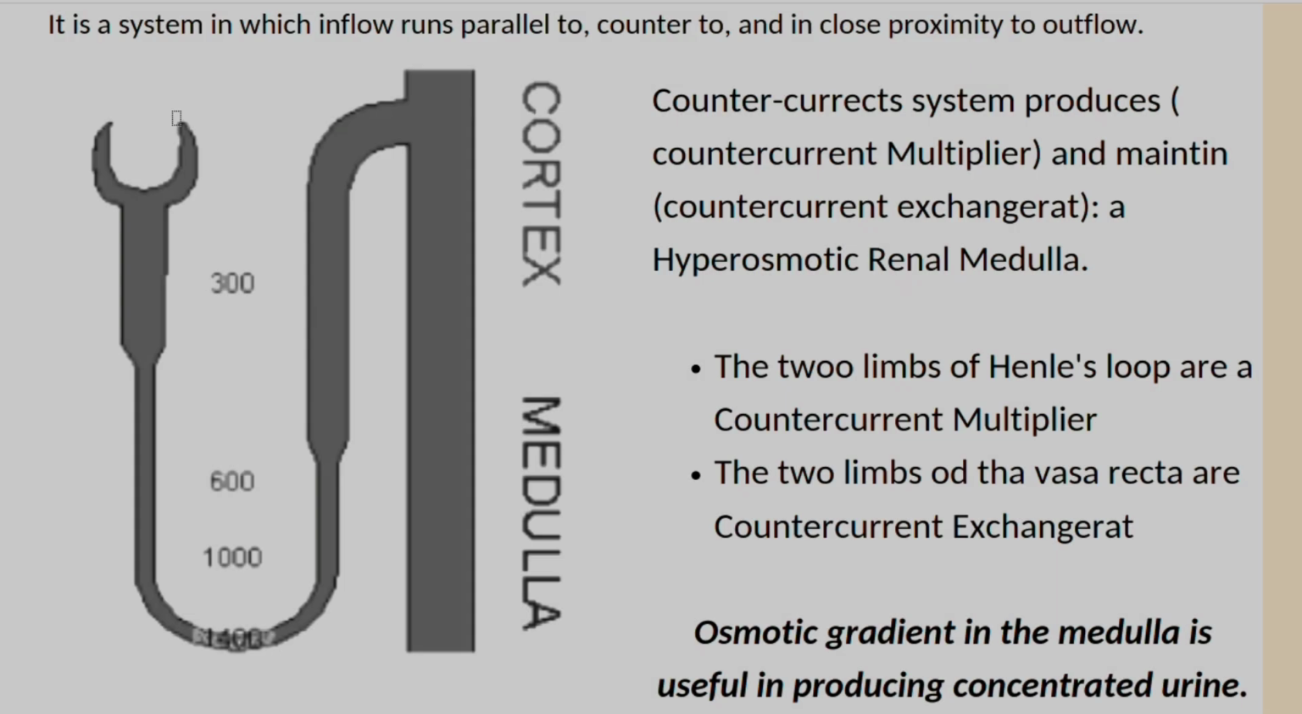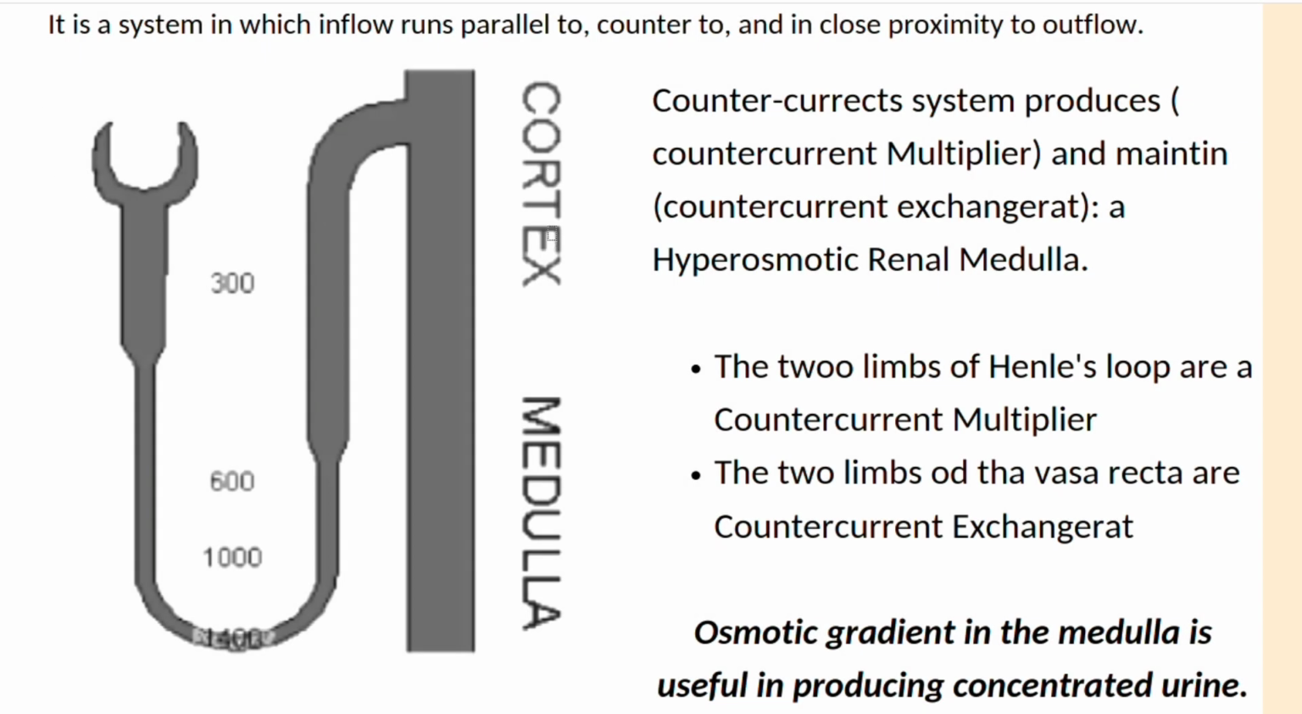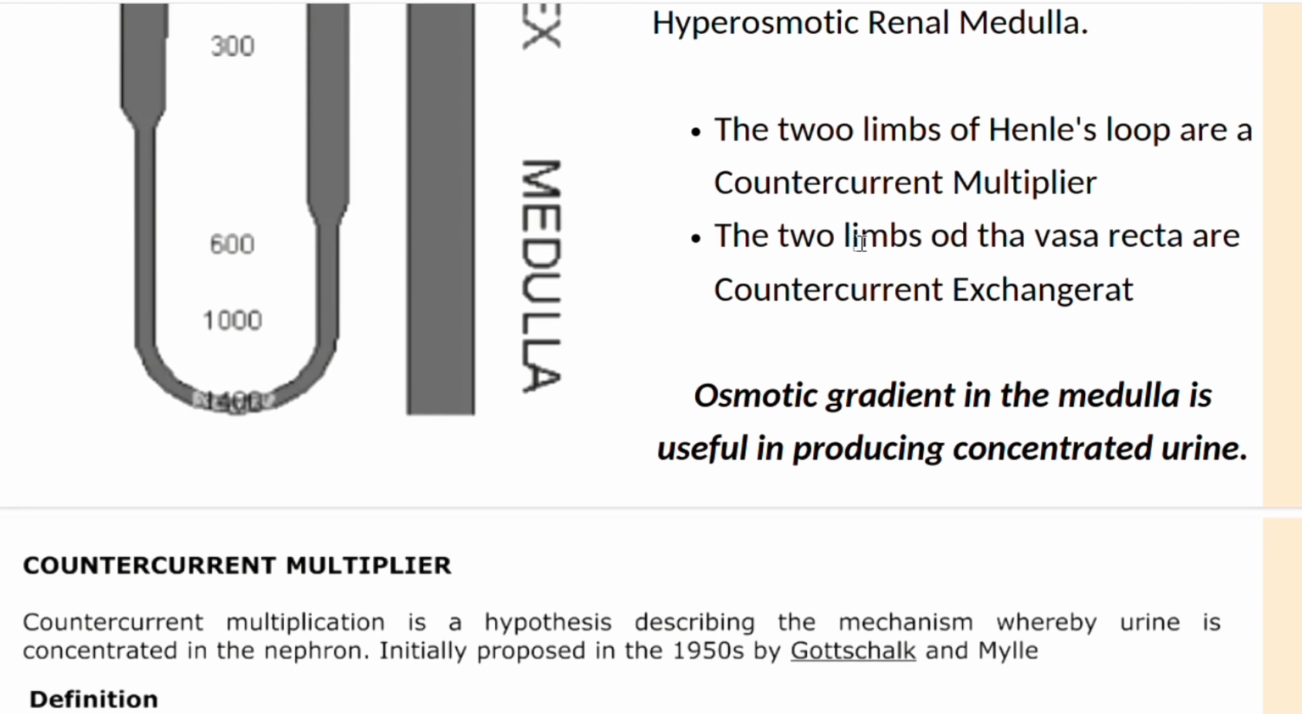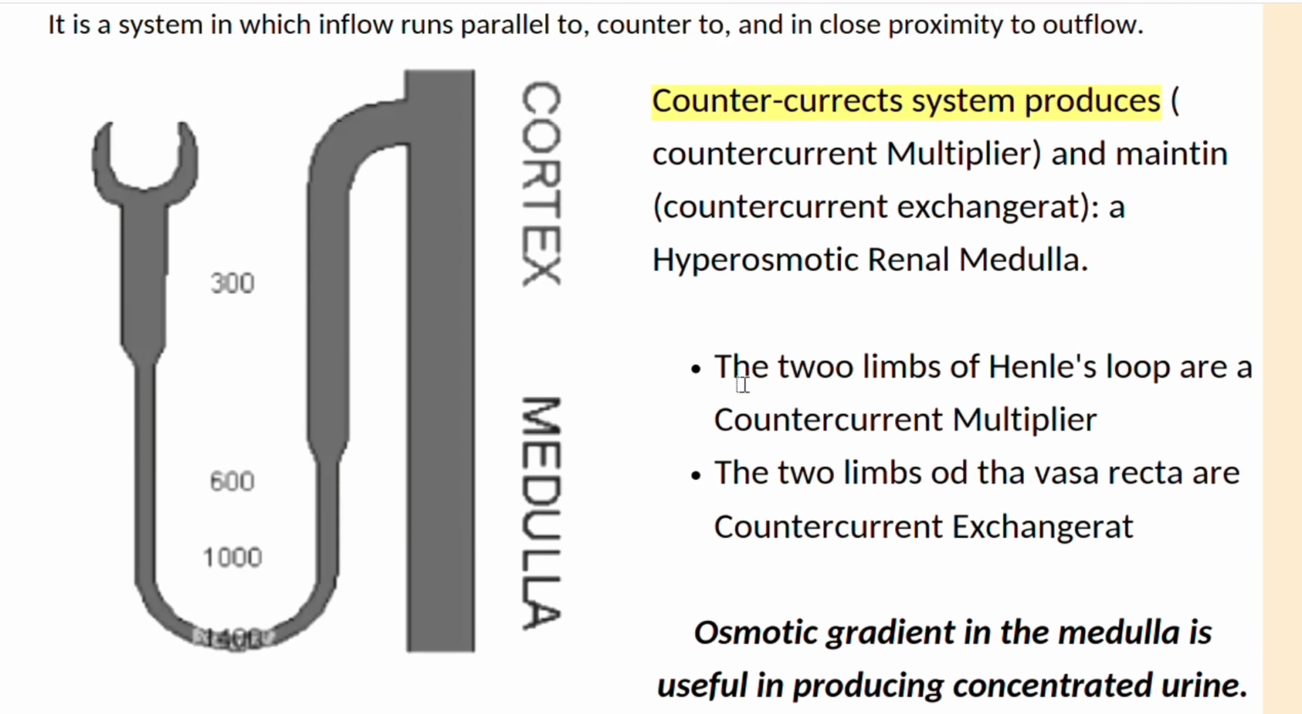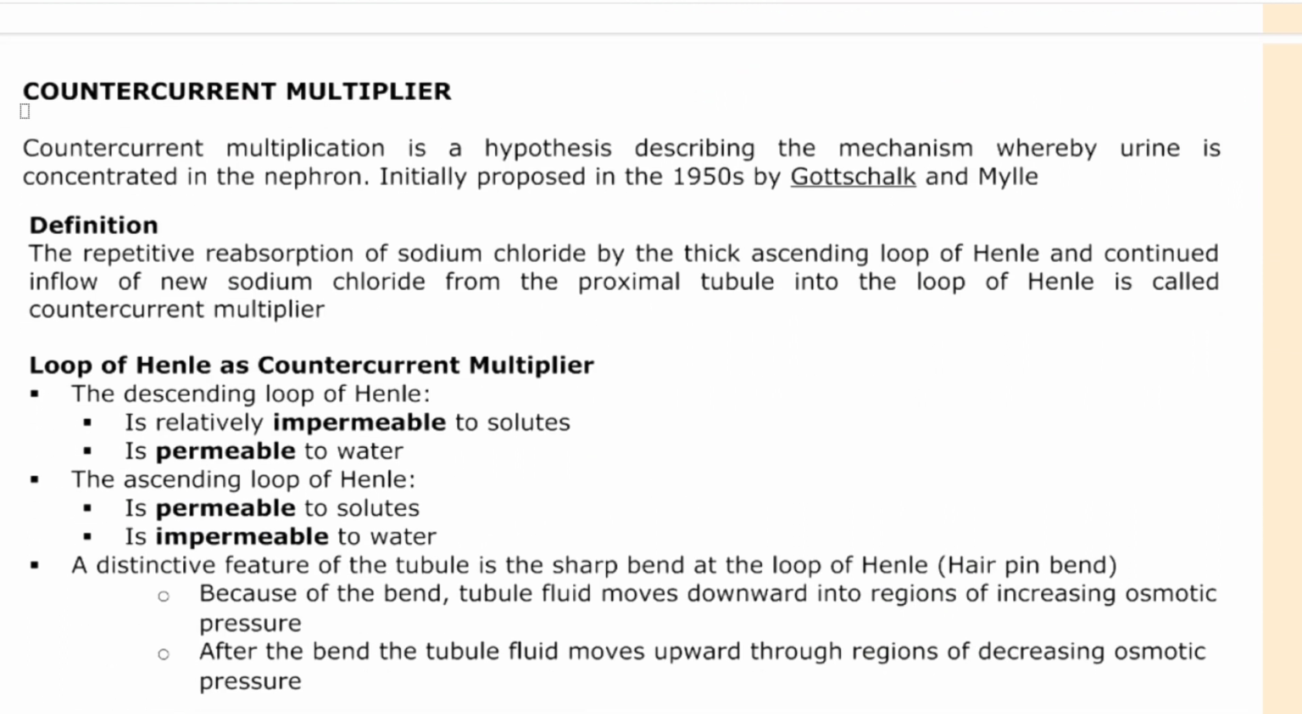liter without. The countercurrent system produces a countercurrent multiplier and maintains a countercurrent exchanger, creating a hyperosmotic renal medulla. The two limbs of Henle's loop are a countercurrent multiplier. The two limbs of the vasa recta are a countercurrent exchanger. Countercurrent multiplier: countercurrent multiplication is a hypothesis describing the mechanics whereby urine is concentrated in the nephron.